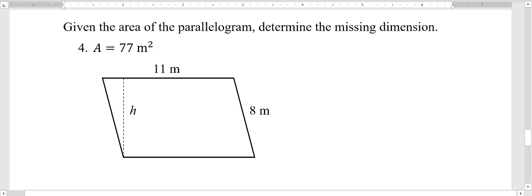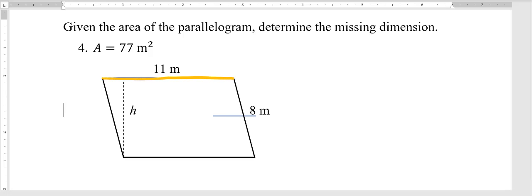Okay, number 4. Given the area of the parallelogram, I want you to determine the missing dimension. Okay, let's go look at our picture. Here's my parallelogram. I know that the base is 11 meters. They gave me the length of this side. Do you really need that to find the area? And the answer is no. So this is just extra information.